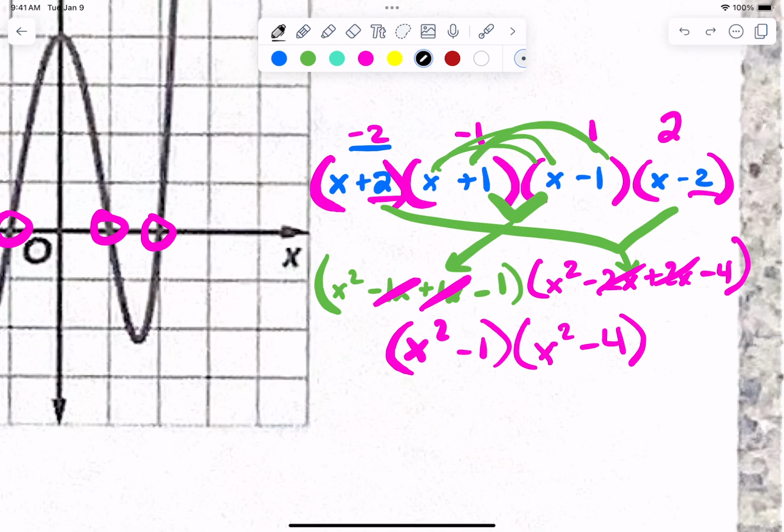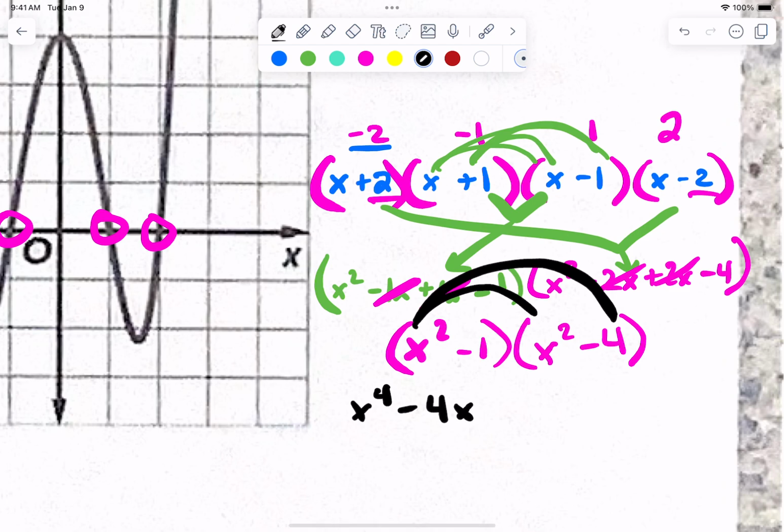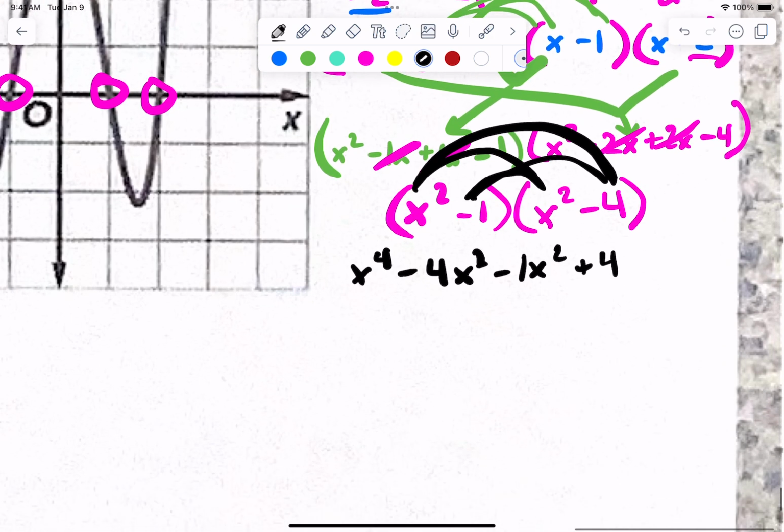We're almost done. x squared times x squared is x to the 4th. x squared times negative 4 is negative 4x squared. Negative 1 times x squared is negative 1x squared. And then we have negative 1 times negative 4, positive 4. Okay, can we put stuff together?